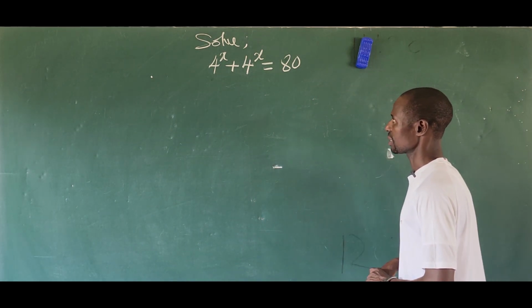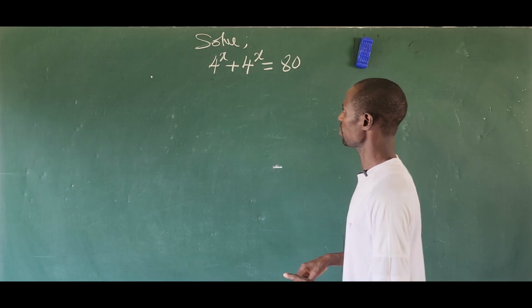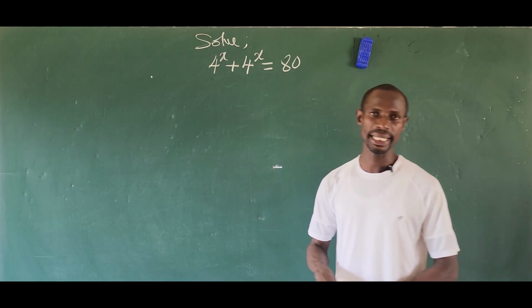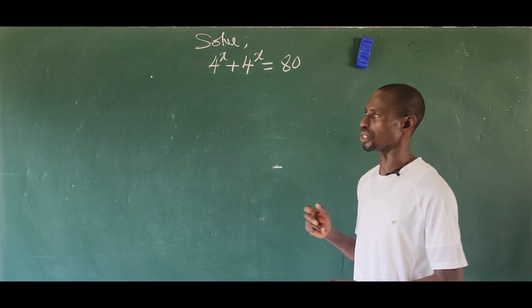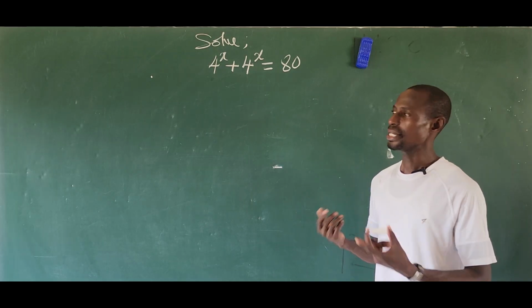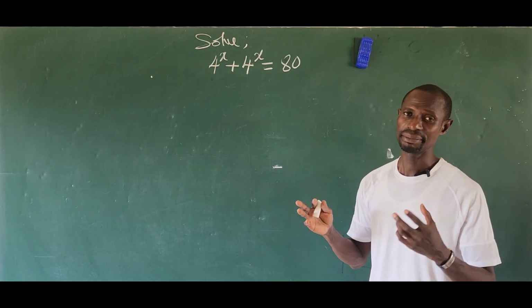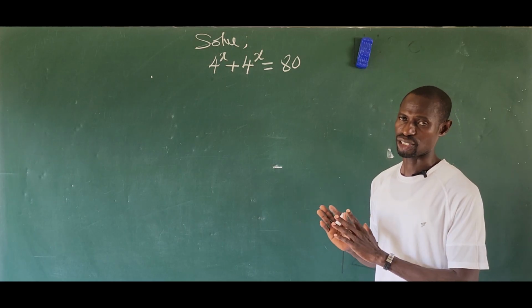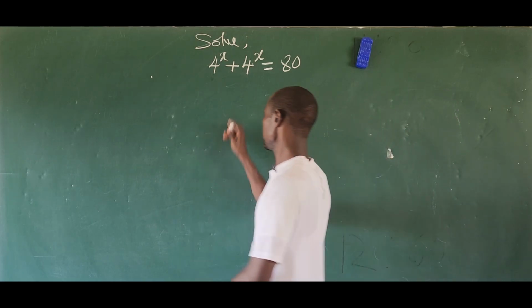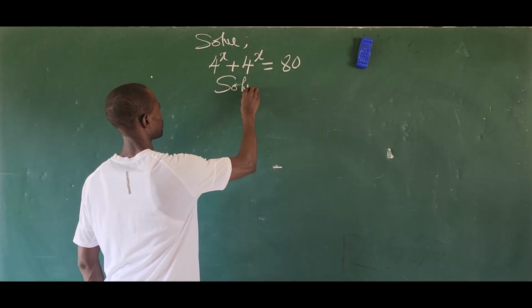Here the question is: solve 4^x + 4^x = 80. This is a simple exponential challenge. The left-hand side quantities are of the same values, so we can factor one of them out. Okay, but first let's take our solution.